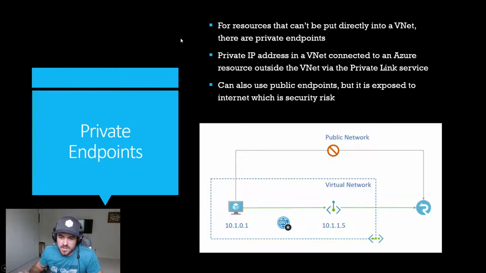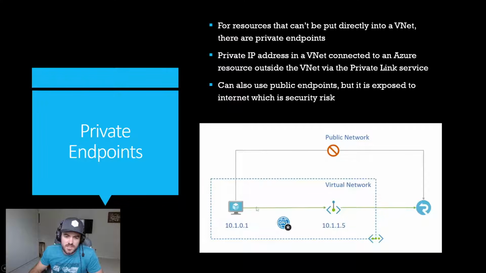Like I said earlier, some services and resources can't be put directly into a VNet, so you're going to have to connect to those with a private endpoint. So private IP addresses in a VNet are connected to an Azure resource outside the VNet via the Private Link service. You can also use public endpoints, but of course, when you do this, you're exposing that to the internet, which can potentially be a security risk.